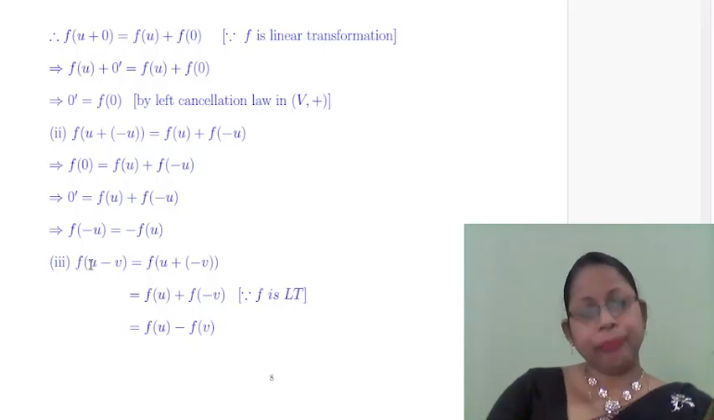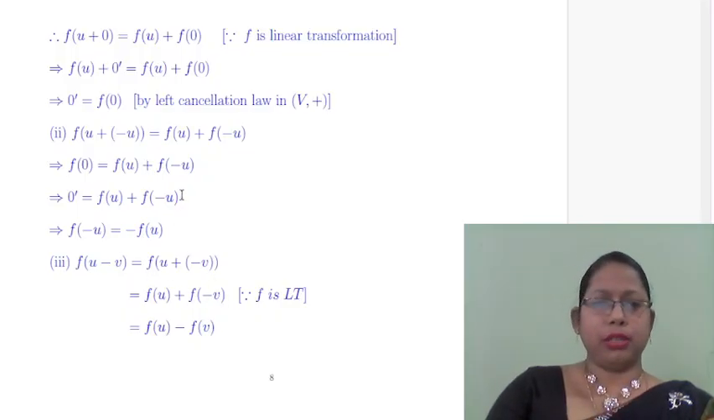Third property, f of u minus v is equal to f of u plus minus v. Since f is a linear transformation, this can be written as f of u plus f of minus v. By using the second property, I can write f of u minus f of v.